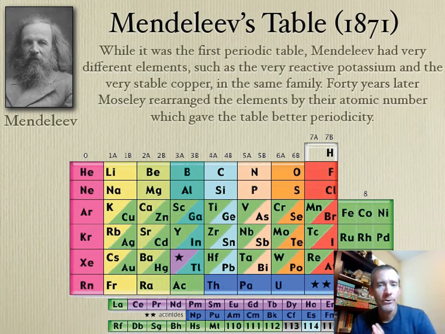Alright, this goes back to Mendeleev's table. He had very different elements. So he put, for example, potassium, which is very reactive, and copper in the same group. So you can see why it wasn't really going to be a good fit. Copper is very stable, whereas potassium is not. 40 years later, Moseley rearranged the elements by their atomic number, which gave the table better periodicity.